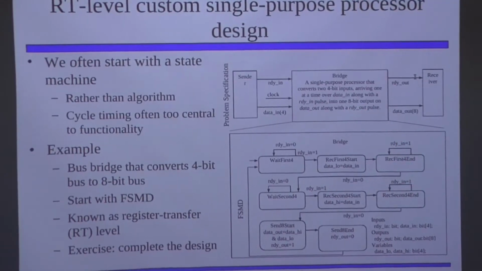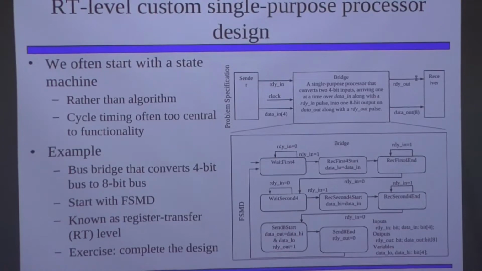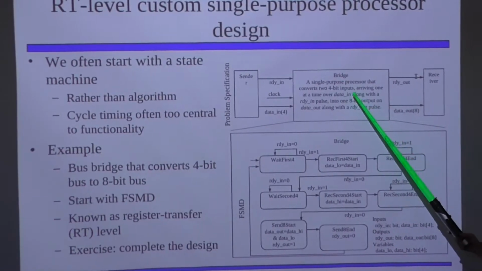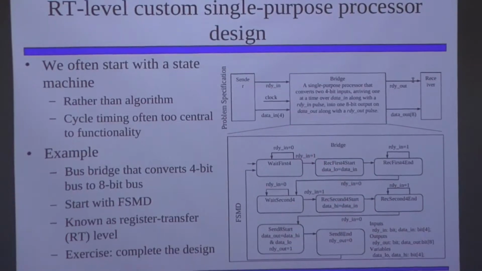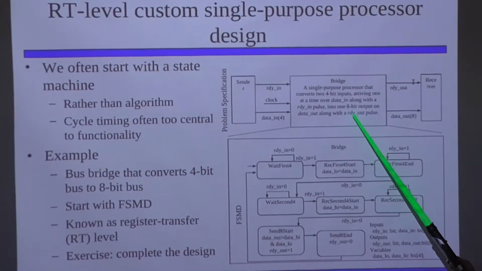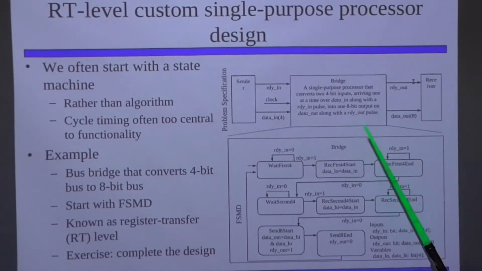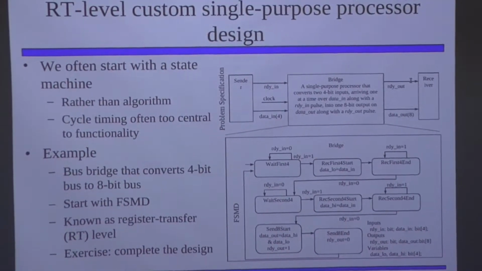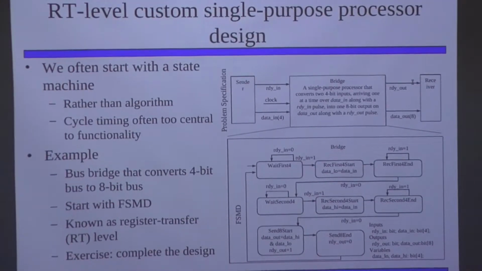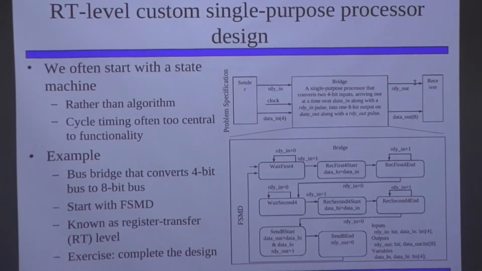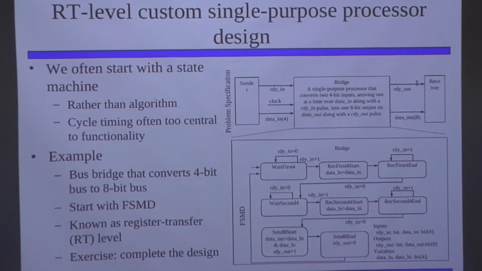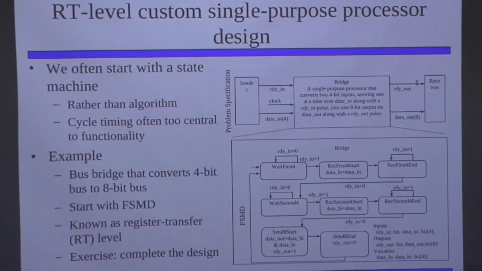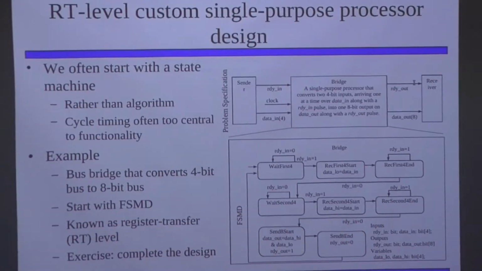Problem statement. We wish to make a bridge, a single-purpose processor that converts two 4-bit inputs arriving one at a time over the data in signal line, along with the ready in pulse, into one 8-bit output, data out, along with a ready out pulse. It's actually quite common in these types of components to have a separate signal that indicates whether or not the results from the module should be accepted as valid results. That's very useful in basic IC design. So, essentially, just to visualize it, right?